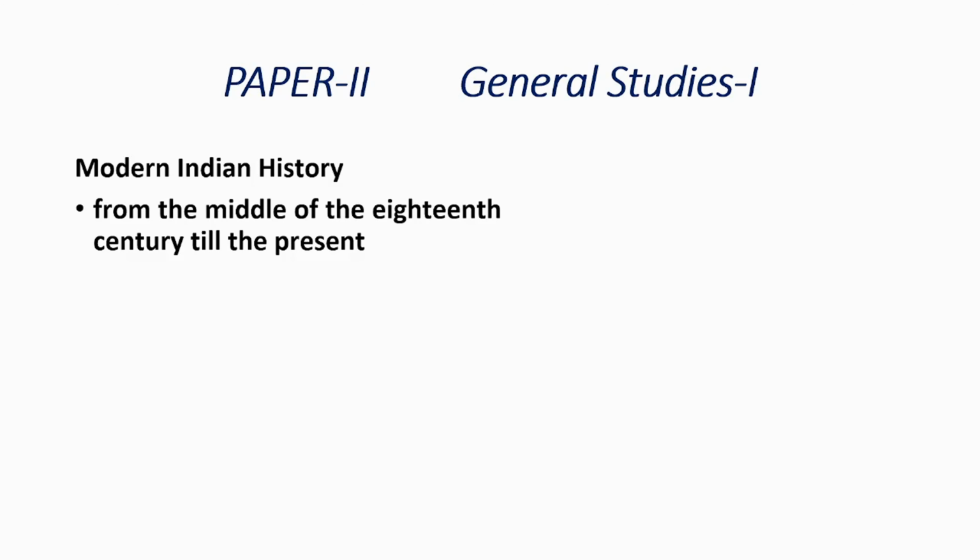Why 1750? Because this is the time the British started taking over the country. In 1757, they fought a war called the Battle of Plassey in Bengal, and for the first time they got control of some land in India. Till then, they were here for business only. So modern Indian history mostly focuses on the British, from the middle of the 18th century till present.